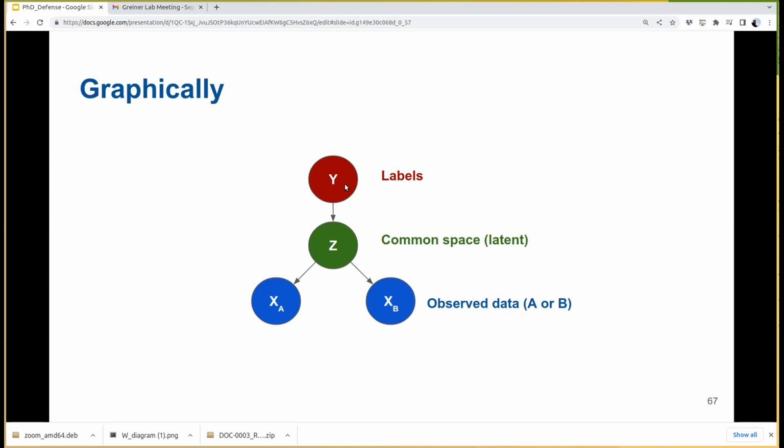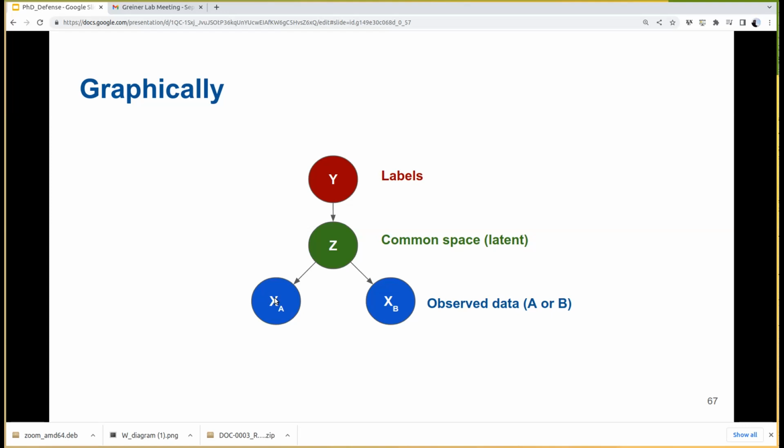Y is the labels, Z is a common space that is latent because we don't observe it, and XA and XB is the observed data. So the only thing that we were saying in the past slide is that there is a way to map from XA to Z and from XB to Z. And then if we build the classifier in Z, then we are done because now they have a common distribution.